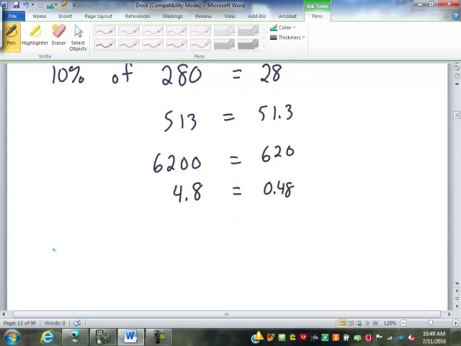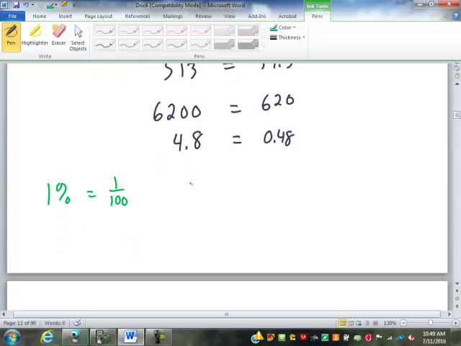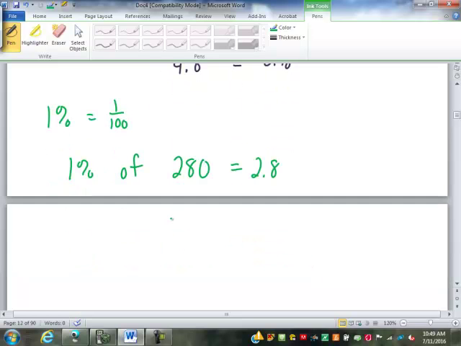So let's talk about 1%. 1%, of course, is 1 out of 100. To find 1%, 1/100th, we just divide by 100, or move the decimal over two spots. So if I ask you to find 1% of 280, that would be 2.8. Good.